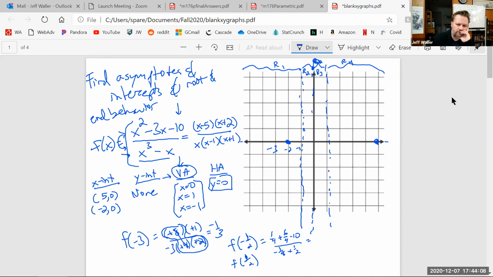Why am I doing this? You can plug it in your calculators. Let's see. 7/4 minus 10 minus. So what is that? That's 1.75 minus 10 is -8.25. Is that right? Over -1/8 plus 4/8 is 3/8, which is going to be roughly.